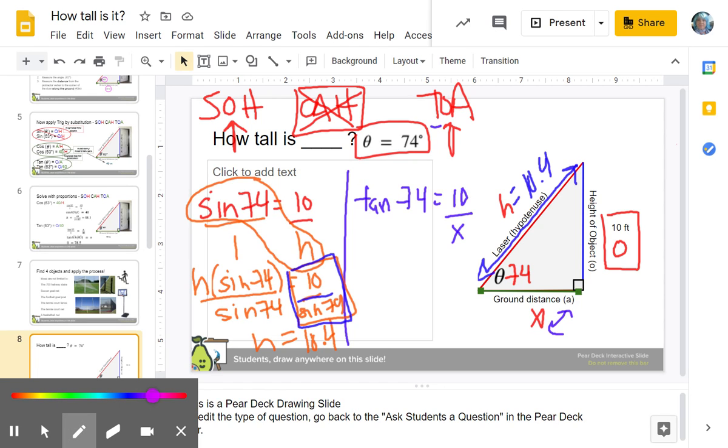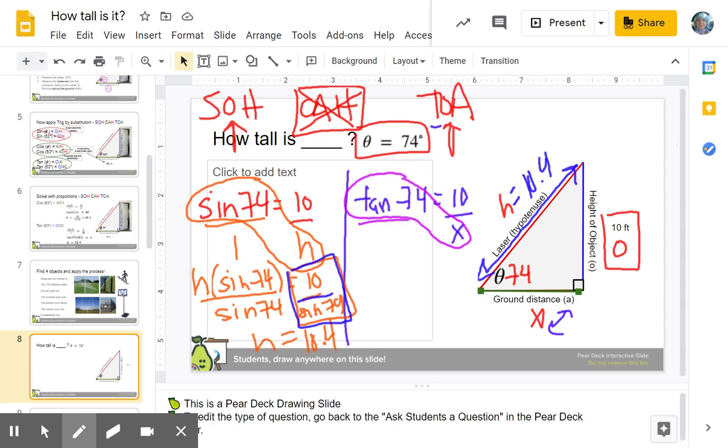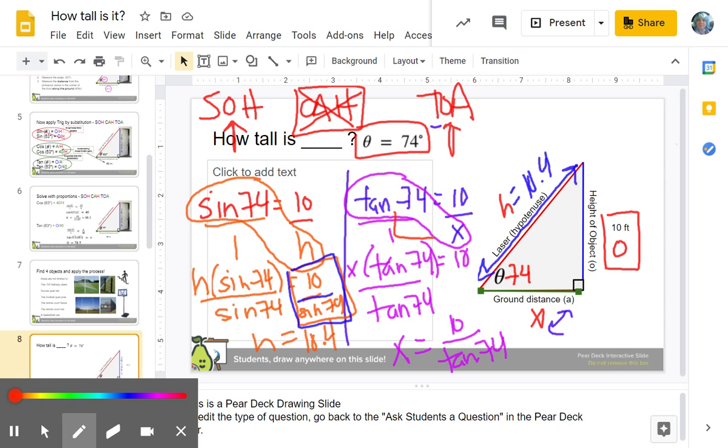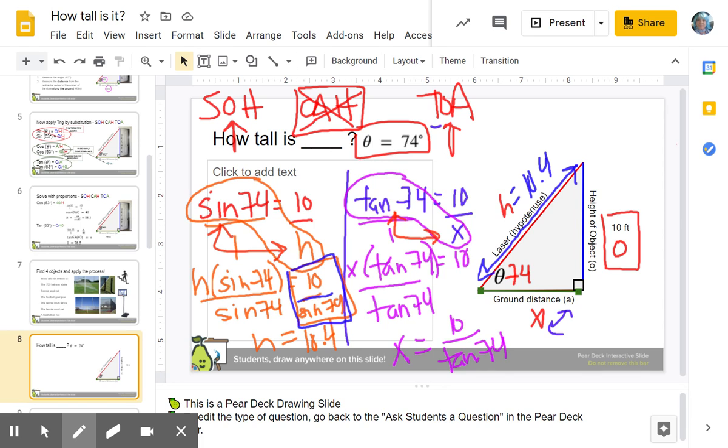So just be careful. So kind of like we did with the sine, we want to cross multiply because this is just really a fraction over 1. So we would get x times the tangent of 74 equals 10. But I got to get that x by itself, so I got to divide by tangent. So what I'm ultimately left with is x equals 10 divided by tangent of 74. When I have an x in the denominator, these two things just kind of switch places.